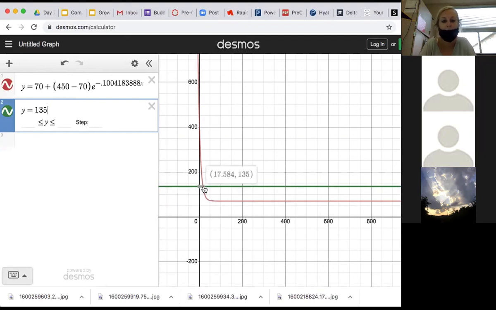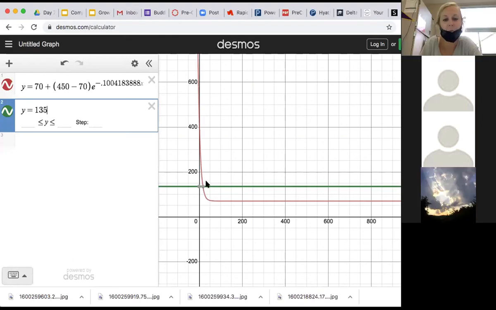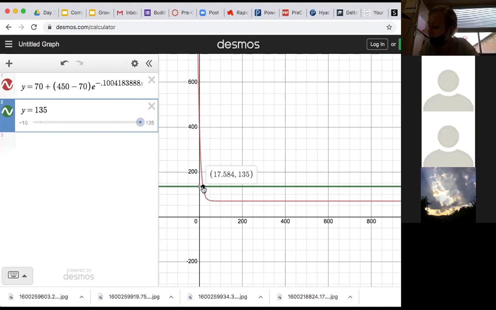So at what time will it reach 135 degrees? 17.58 what? Minutes. Good. Sydney, don't sound like you're guessing, girl. Minutes. 17.58 minutes is when it'll hit that 135 degrees. Are y'all okay with that part?